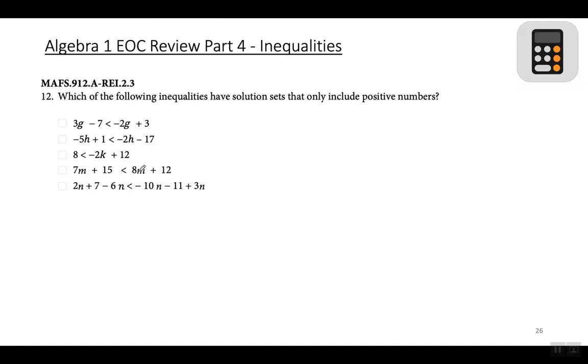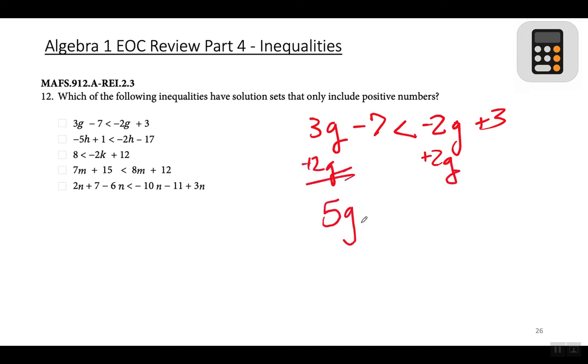All right, moving on. Which of the following inequalities have solution sets that include positive numbers? You just got to work it out. For example, let me do the first one and see what happens. So combine like terms. When I get the G's on the left, I'm going to have 5G, move -7 to the right by adding it. So 5G less than 10. So that means G is less than 10 divided by 5. So G is less than 2.